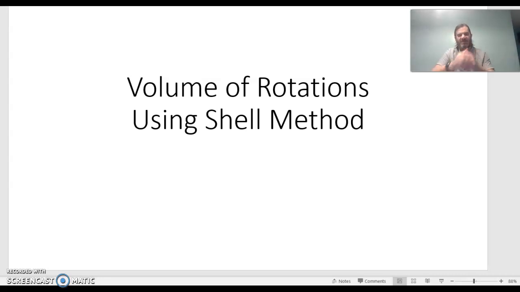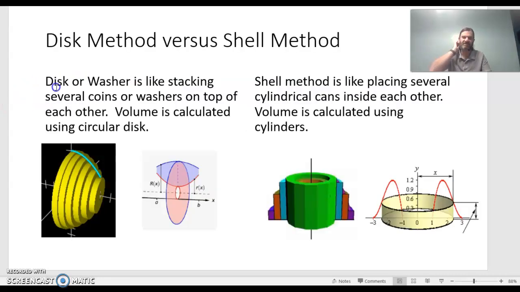Hey, we're going to talk about the volumes of rotation using the shell method. So, previously we talked about the disk and washer method. As the name implies, it let us create little circular discs, almost like quarters, nickels, pennies, dimes, and stack them on top of each other.